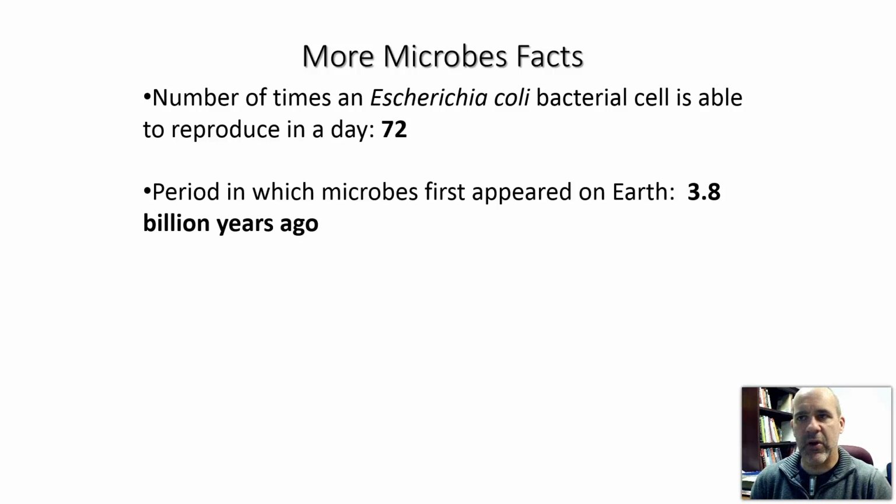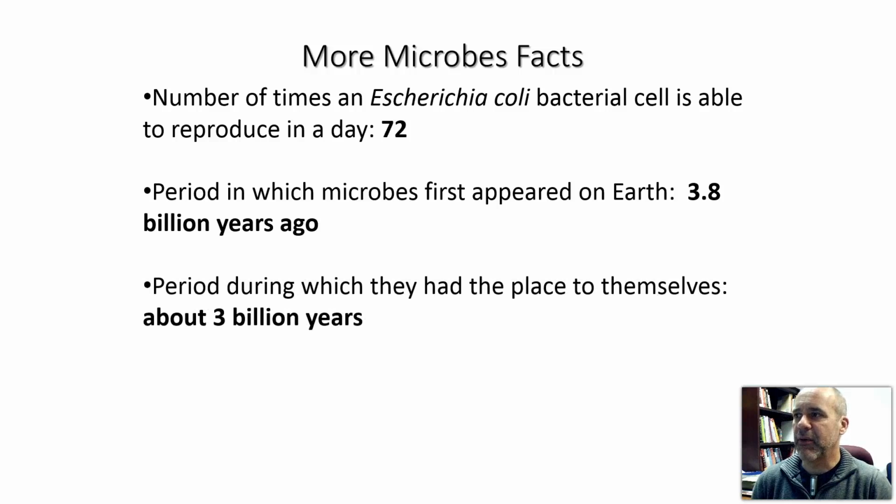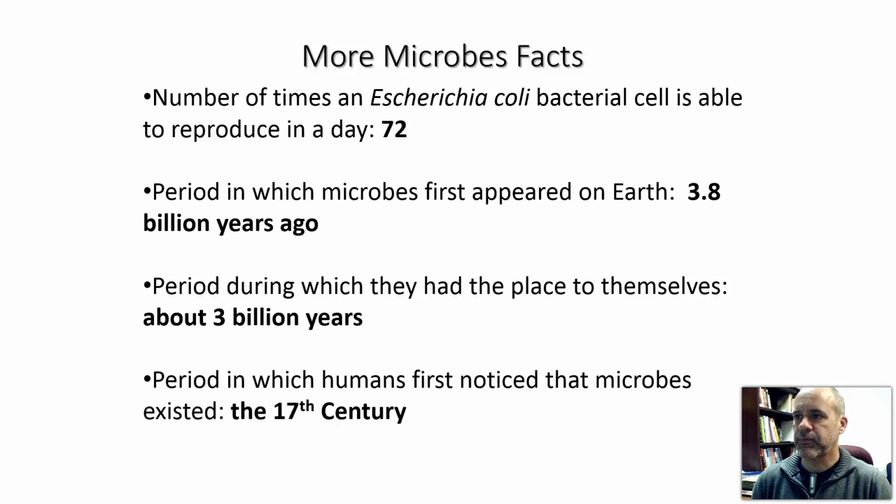Current thinking on the age of the Earth is about 4.5 billion years. So you had about 700 million years where the Earth existed with no microbial life. And microbes were the first life forms to exist on the planet for quite a long time. About 3 billion years, microorganisms had the place to themselves. More complex organisms began to develop on the planet less than 1 billion years ago.